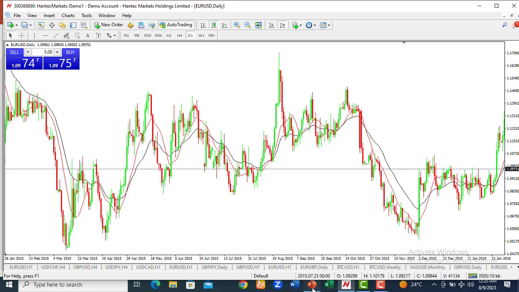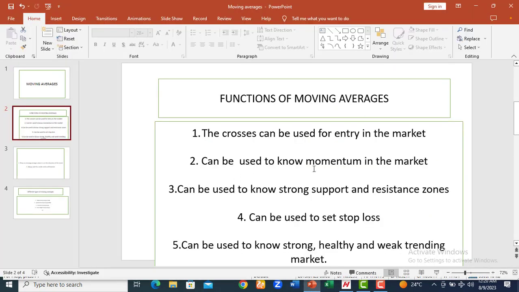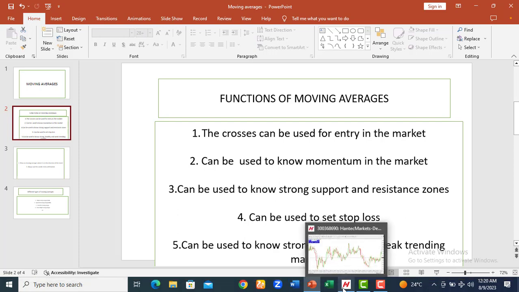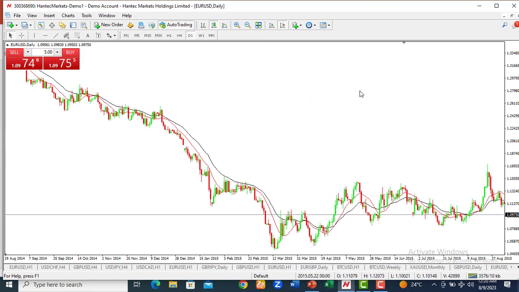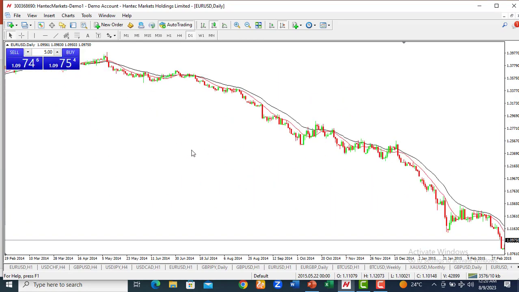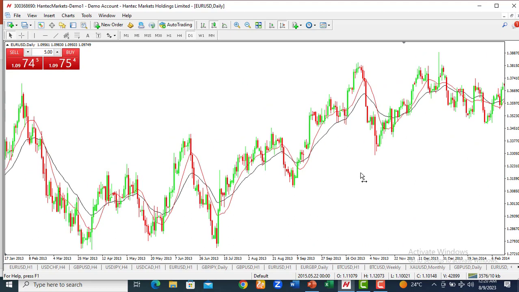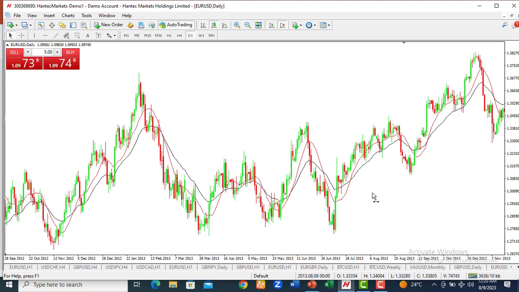Then secondly, we have on the slide, it can be used to know momentum in the market. Now when the two moving averages cross, not in a ranging market but in a trending market, and then become wide, it shows that there is momentum towards that direction. Like this cross here, this bullish move, there was a cross and the two moving averages went aside. Not that they crossed and came together, but they crossed each other, shifted, and created a space, not like the one that crossed and was tight.